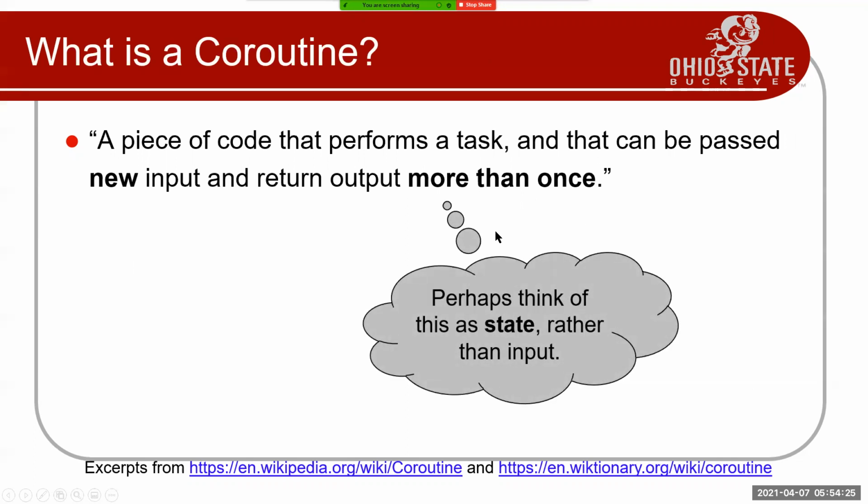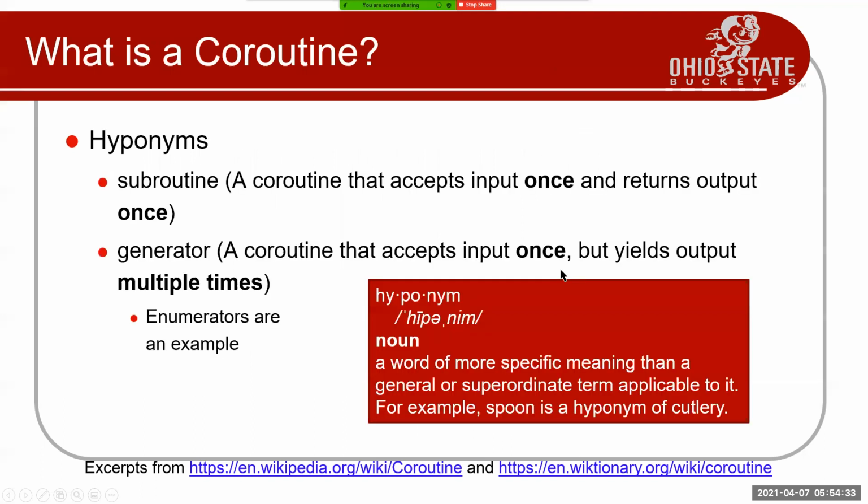Maybe that new input you might think of more as state rather than input, but we're starting to get there. I think it's going to be best to show this with examples. There's also this from the Wiktionary, hyponym, which is basically a more specific meaning. So coroutines are going to be a superset of subroutines, which is typically your method. It's going to take input once, it's going to execute, it's going to output. It could output nothing, it could input nothing, but with your concept of a method, you execute it, it runs, it's over.